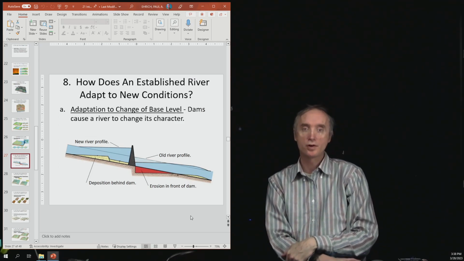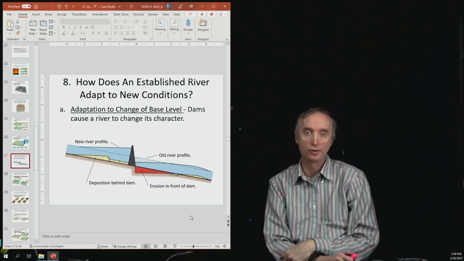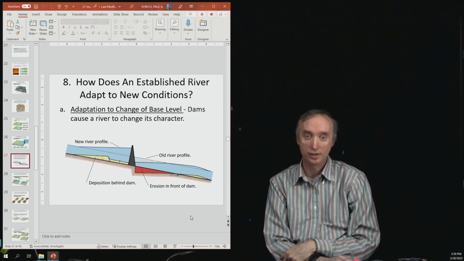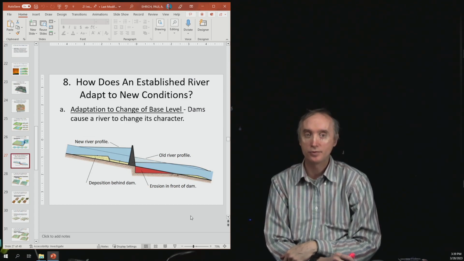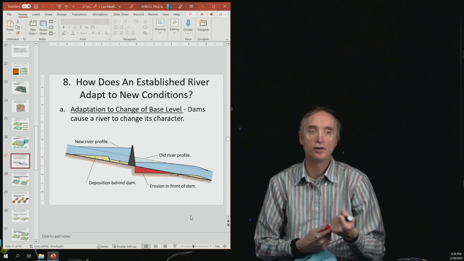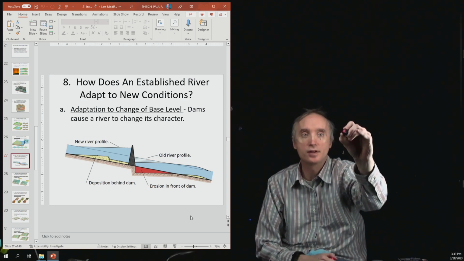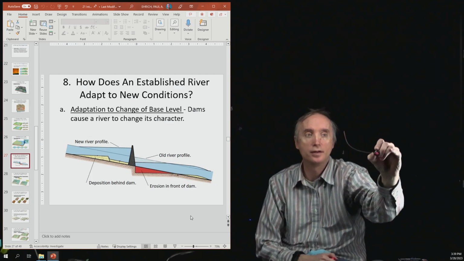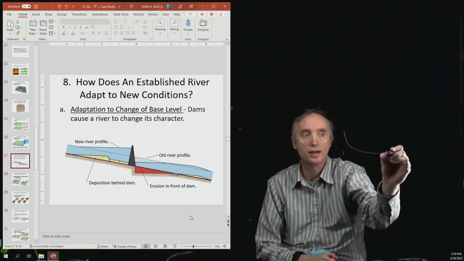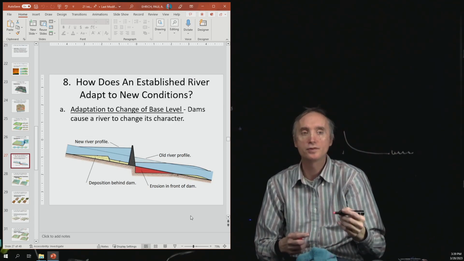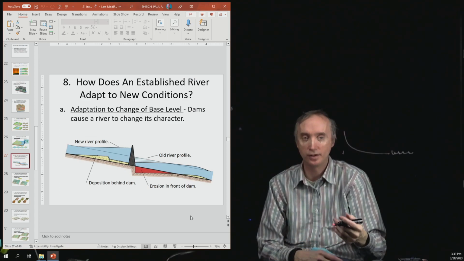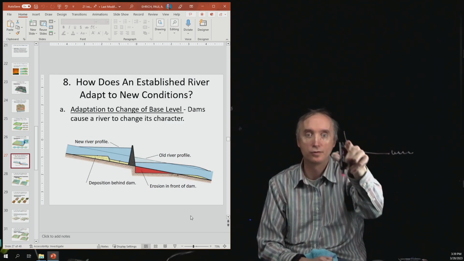Okay, so now we want to talk about how an established river adapts to new conditions. Our first adaptation is how a river would adapt to a change in base level. We have said so far that a river that starts out in the mountains is going to curve like this and eventually end up in the ocean over here. So what's going to happen if we artificially change this curvature?